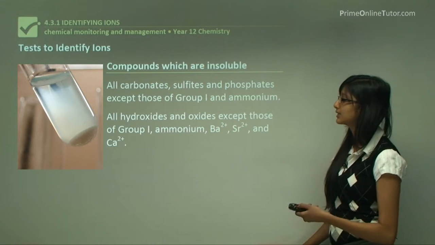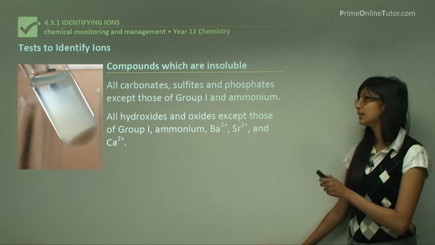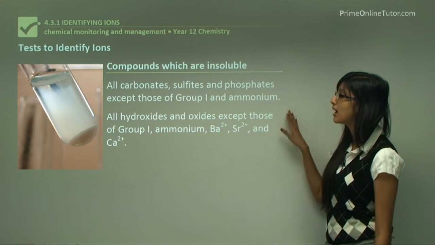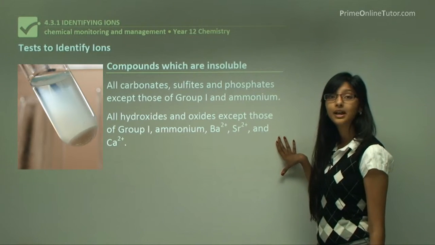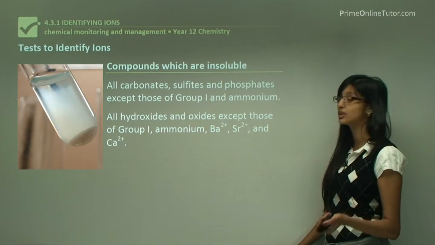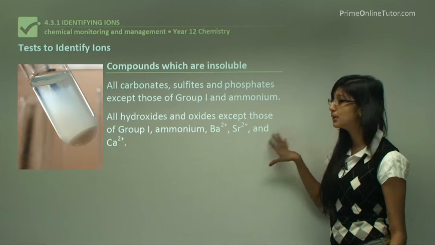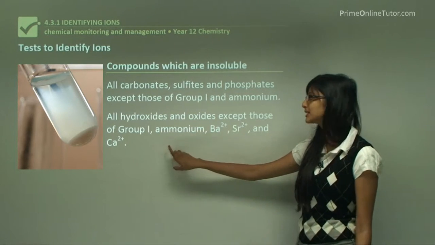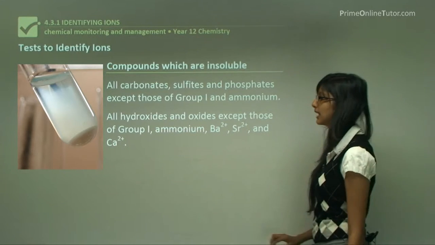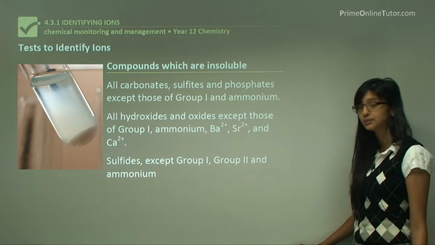All hydroxides and oxides are insoluble except those in group 1, ammonium, barium 2+, strontium 2+, and calcium 2+. So you have to make sure that you remember your exceptions, because the solubility rules will not be given in your exams. You have to remember them. So you have to remember that all hydroxides and oxides are insoluble, but the exceptions are group 1 elements, ammonium, barium 2+, strontium 2+, and calcium 2+. Sulfites except group 1, group 2 and ammonium are insoluble.